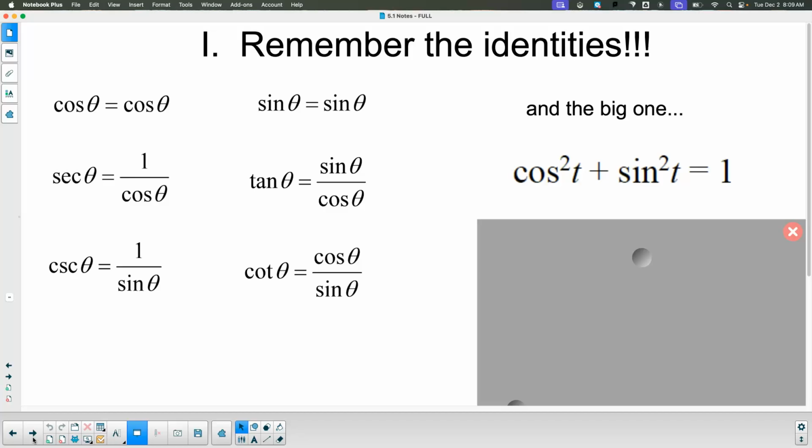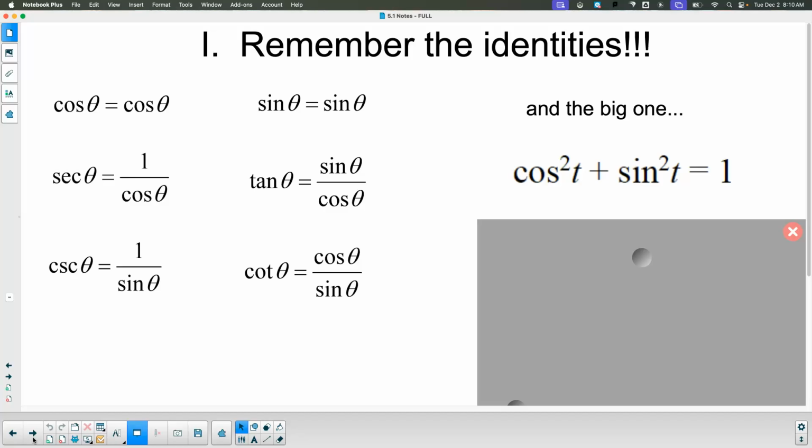Cosecant goes with sine. You can't express that enough. It's going to come into play numerous times. Tangent is sine over cosine. Cosecant is 1 over sine. Cotangent is cosine over sine. You should have those memorized by now. Some of you still don't. That's just facts. I corrected your tests. It's facts.